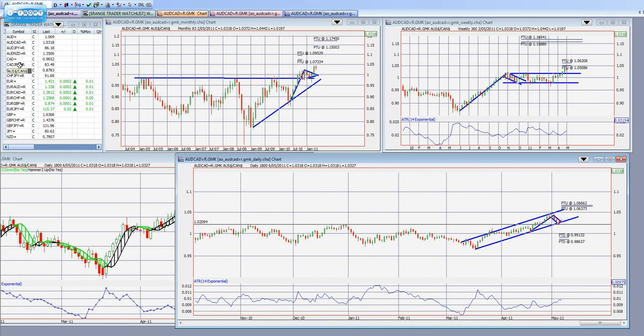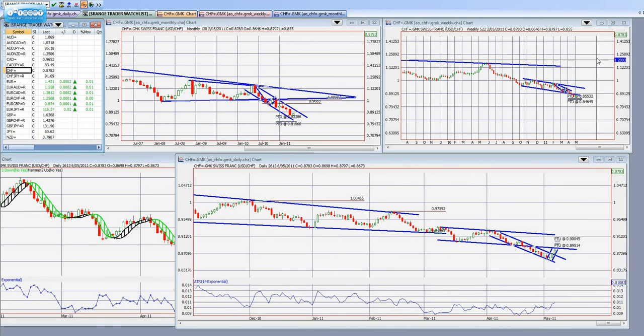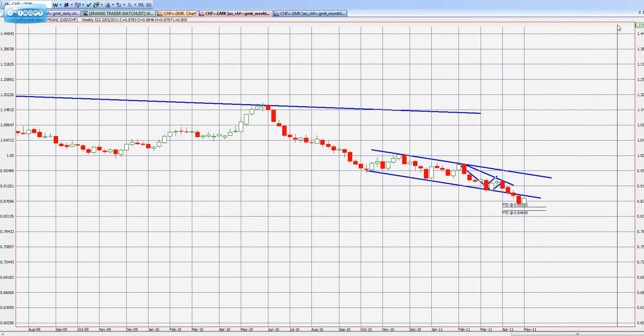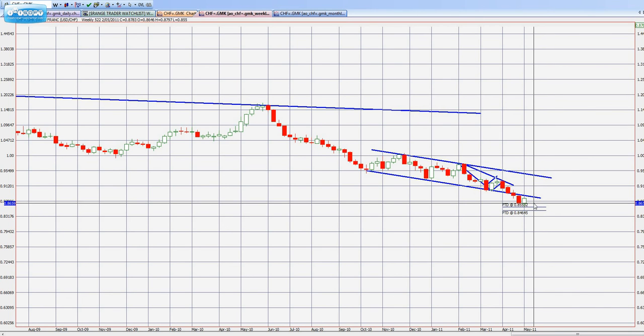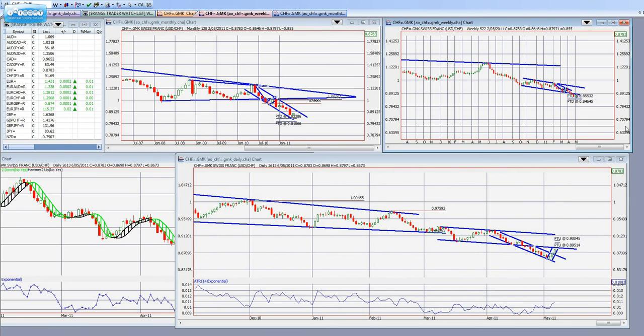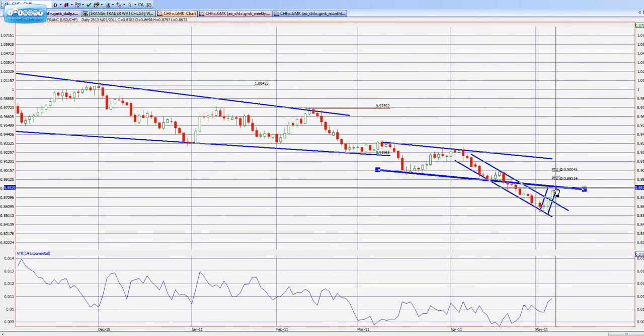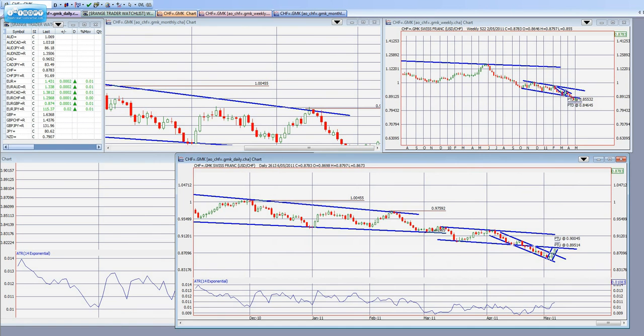Let's go to the Swiss. Now the Swiss has pretty much hit its target on the weekly, and as the US dollar is gaining strength, this will reverse and decrease in value against the US dollar, so therefore this pair will go up. There's nothing really much to say on the Swiss. It's hit its levels. What I could possibly say is that there's a point of resistance at the 88.30 to 88.40 level on this line.